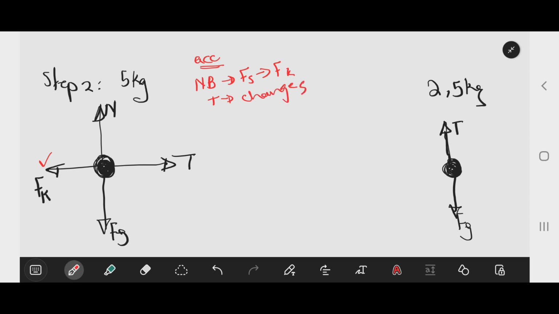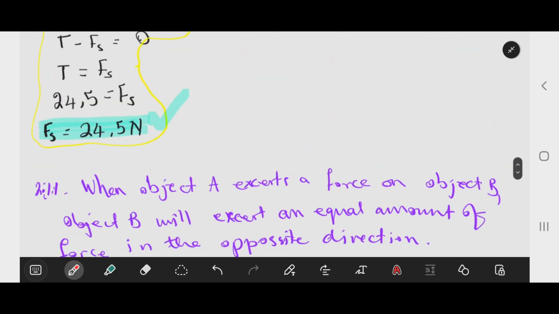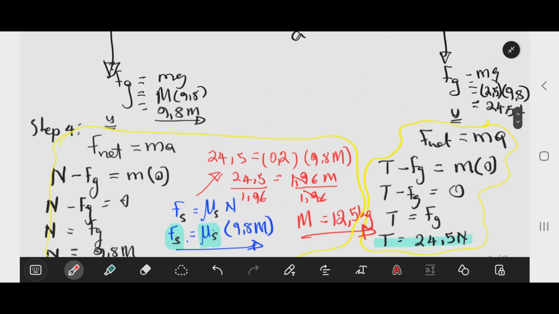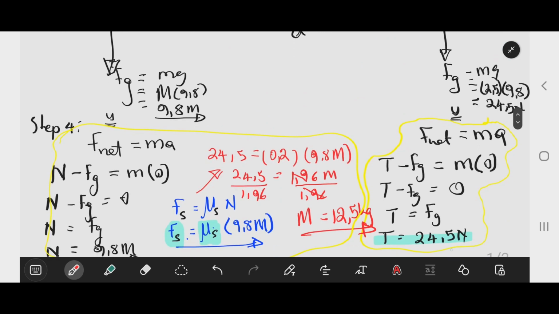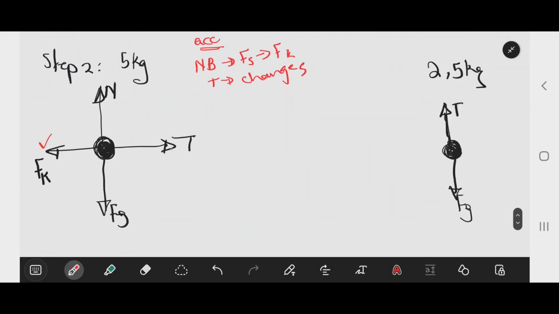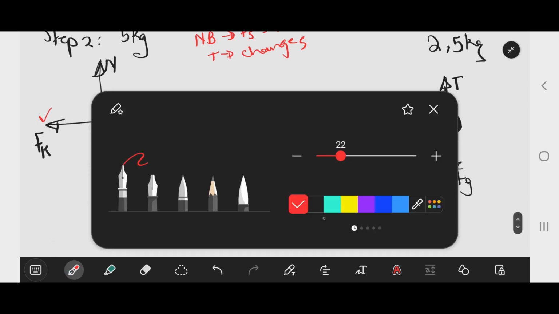Because the tension inside the rope depends on the amount of pulling that you apply. So the amount of pulling that is applied when the objects are stationary will not be the same as the amount of pulling when the objects are moving. So the tension is now different. So we are not going to use the 24.5 that we have calculated in the previous analysis, right? So now our tension is an unknown. Okay, so let us continue to the next step.